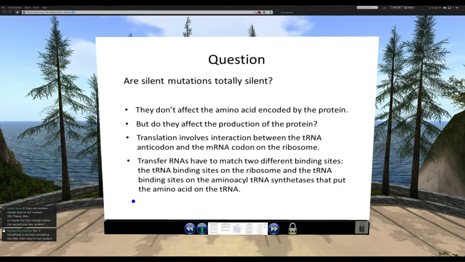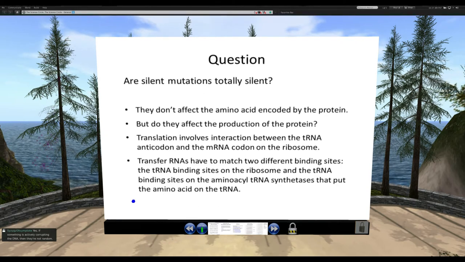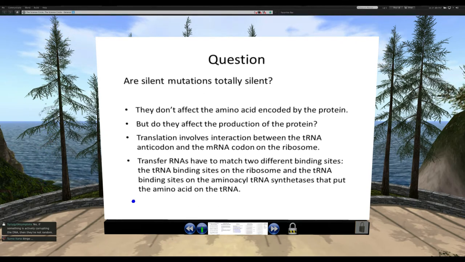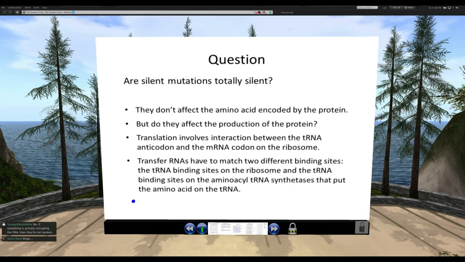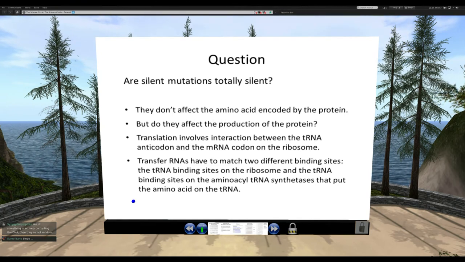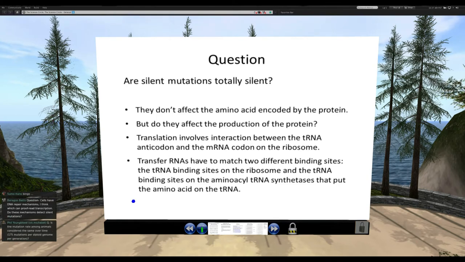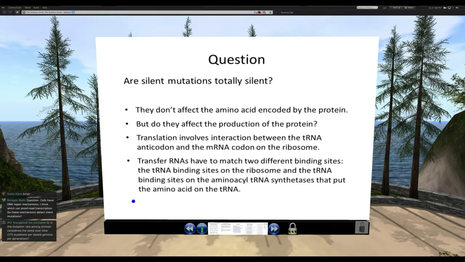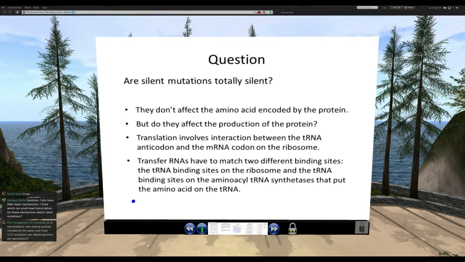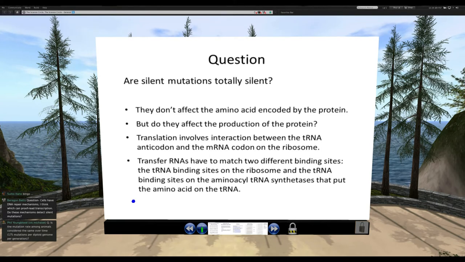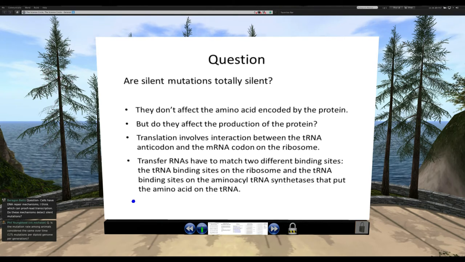Okay, so I could stop here and take questions, or I could go on to this last question, which is, are silent mutations really totally silent? That is, does the fact that you don't change the amino acid mean that you don't change the protein at all? It wouldn't seem to be changeable, because if you haven't changed the amino acid, why would it change the protein? But there are some effects that silent mutations can have on the protein.